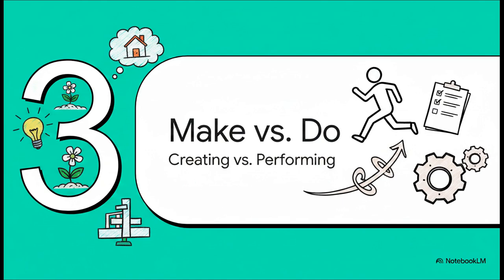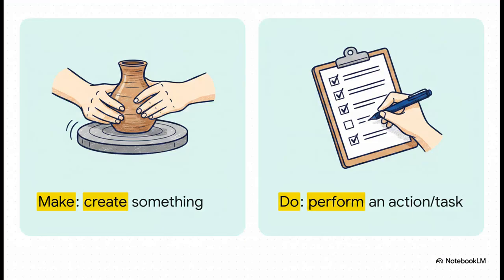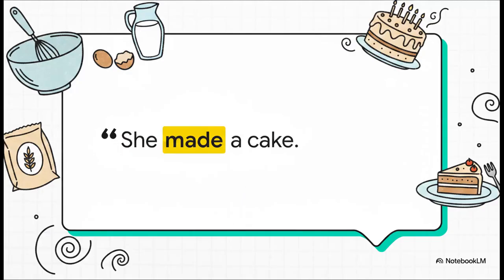The trick here is just to ask yourself one little question. Am I creating something new from scratch, or am I just performing an existing task? So you want to think of make when you're talking about creation. You're bringing something totally new into the world, like making a painting or making a decision. Do, on the other hand, is all about performing actions or tasks that are already there, like doing the laundry or doing your job.